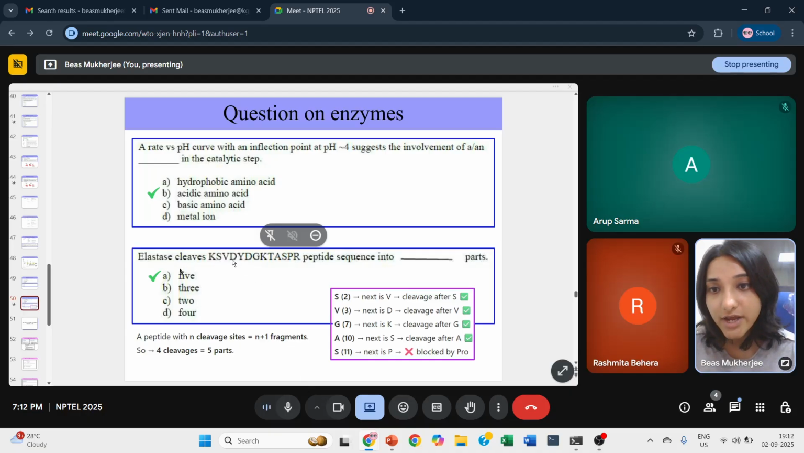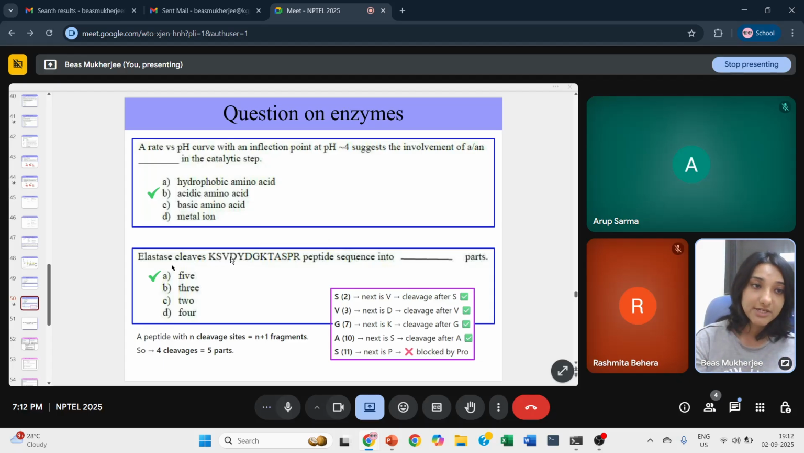But if you look at this particular V, this V might not get cleaved because elastase is an endopeptidase. It is not an exopeptidase. Okay. So the answer says that there will be 4 different cleavages, so that means 5 different fragments will be formed.